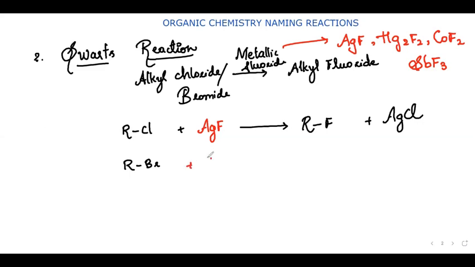We can use the same AgF here or some other reagents. For example, I can use CoF2. Now you may get confused: here two fluoride groups are there, which means we can use two. So we'll get 2RF plus CoBr2. Right? So whatever metallic fluoride we use, the fluorine will be attached to R, and we get the product. This transformation converts alkyl chloride or bromide into alkyl fluoride. Fine. Now, one simple question for you. I'm giving you chloroethane.